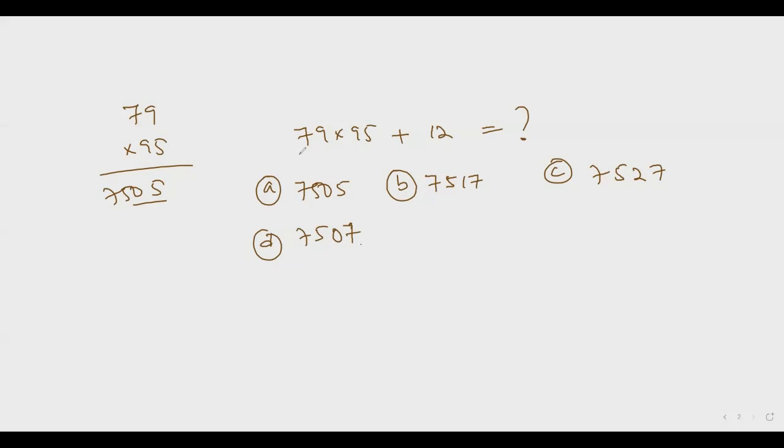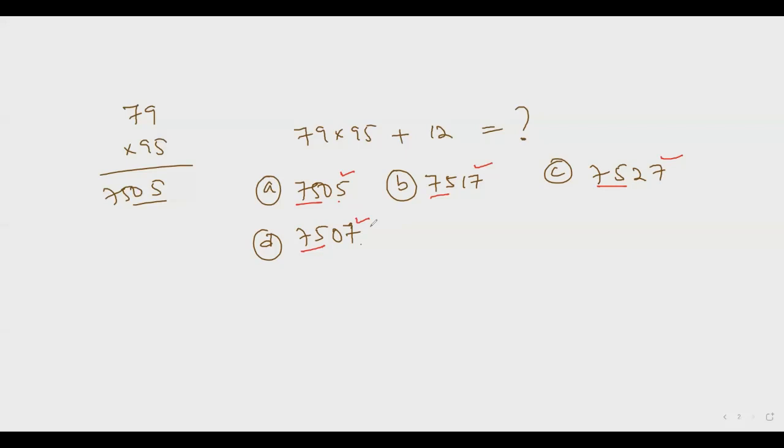Now see the question. All we are dealing with here is 75. Even if you don't look at the 75, you know that in the question only one option is going to be correct. So what is the last digit here? 5. What is the last digit in the others? 7, 7, and 7.